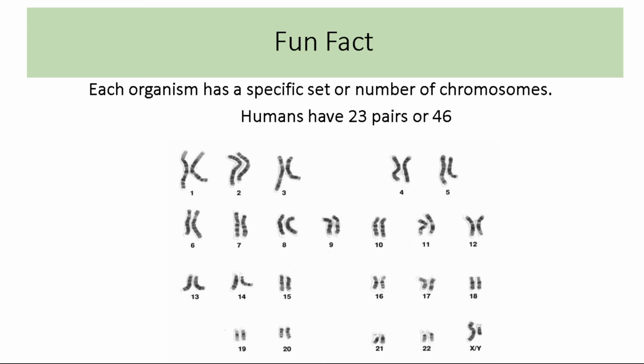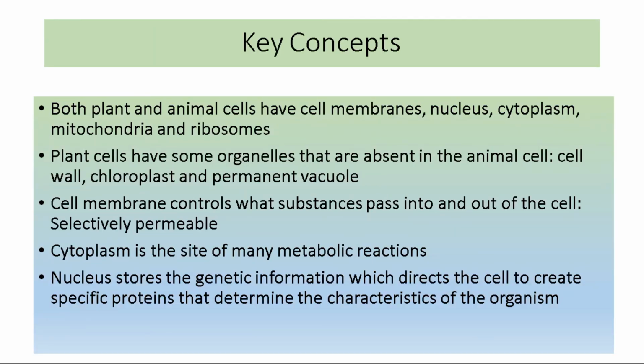So, in today's lesson, we learned that both plant and animal cells have cell membranes, nucleus, cytoplasm, mitochondria, and ribosomes. We also learned that the plant cells have some organelles that are absent in the animal cell. These include the cell wall, the chloroplast, and a permanent vacuole. The cell membrane controls what materials pass into and out of the cell, and so the cell membrane is described as selectively permeable. The cytoplasm is the site of many metabolic reactions, and the nucleus stores the genetic information which directs the cell to create specific proteins that will determine the characteristics of the organism.